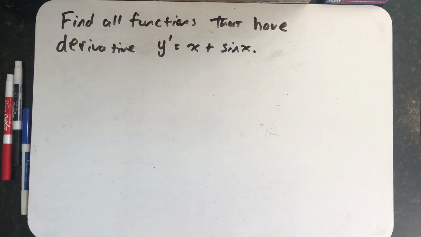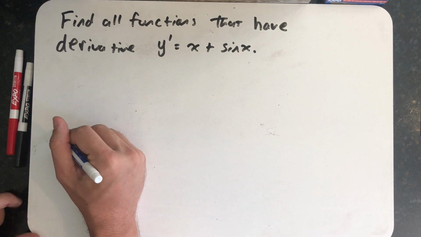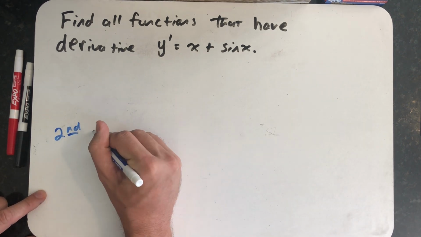Let's start with a problem that's going to lead us to a definition. Find all functions that have derivative y prime equals x plus sine of x. This has me thinking about the second corollary to the mean value theorem.